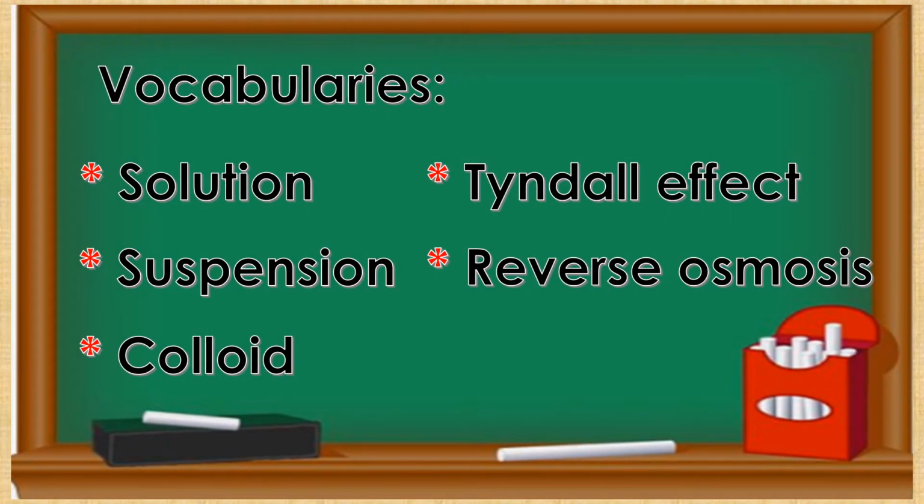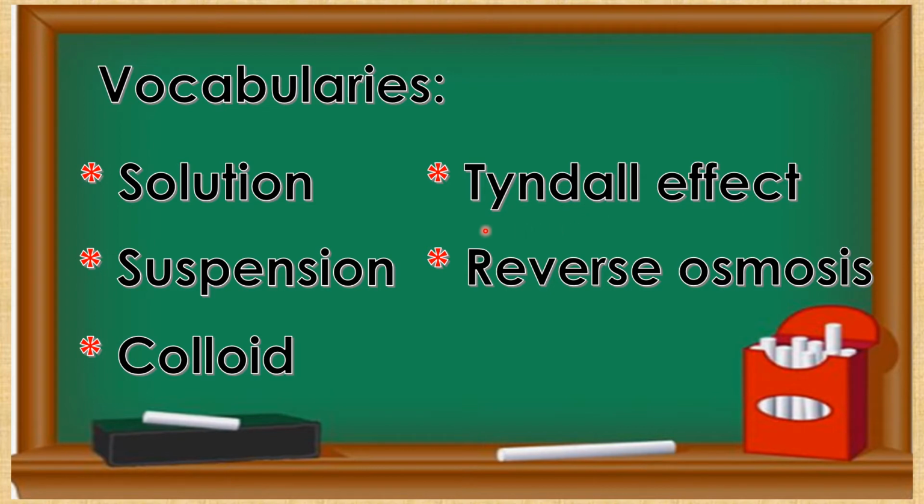Now we will go to the vocabularies that we are going to use for this topic. Number one is solution. How do we spell solution? S-O-L-U-T-I-O-N. Another word is suspension. How do you spell the word suspension? S-U-S-P-E-N-S-I-O-N. Suspension. Another word is colloid. How do you spell the word colloid? C-O-L-L-O-I-D. Colloid.